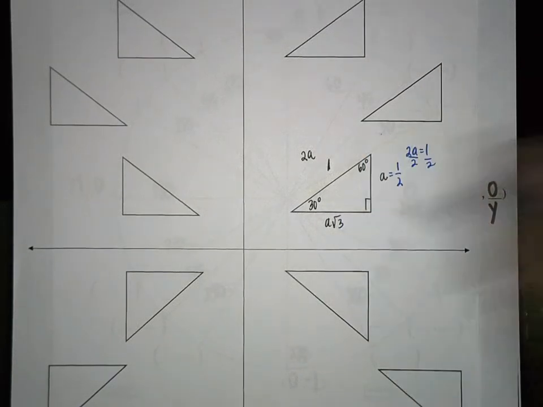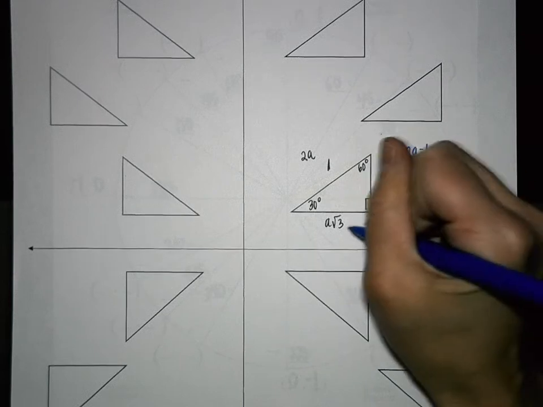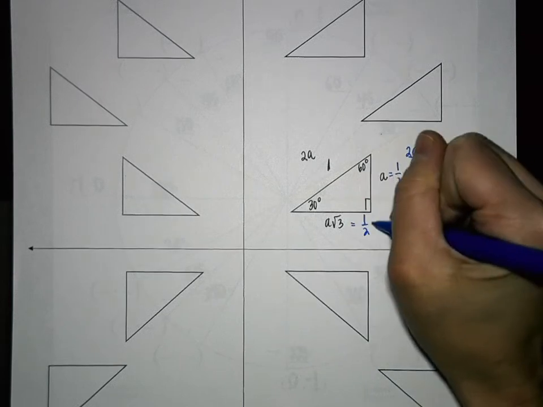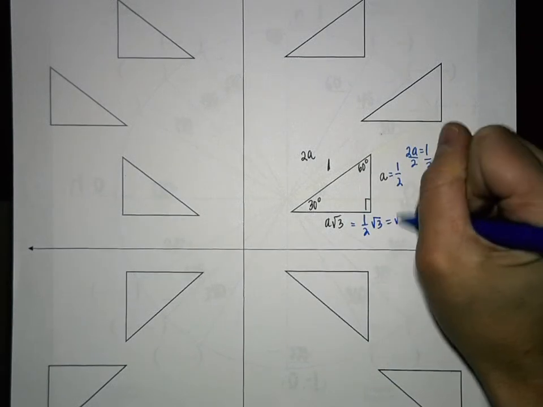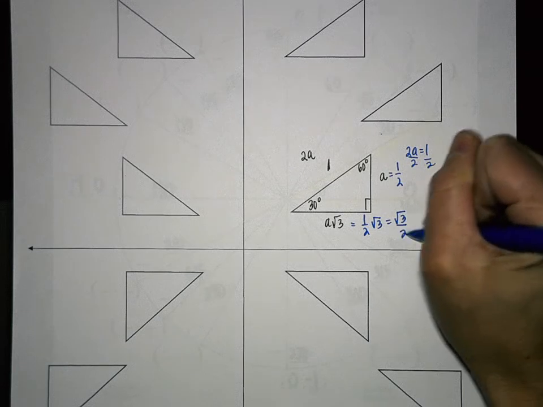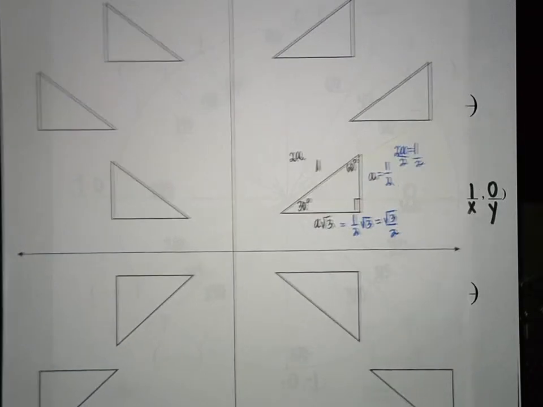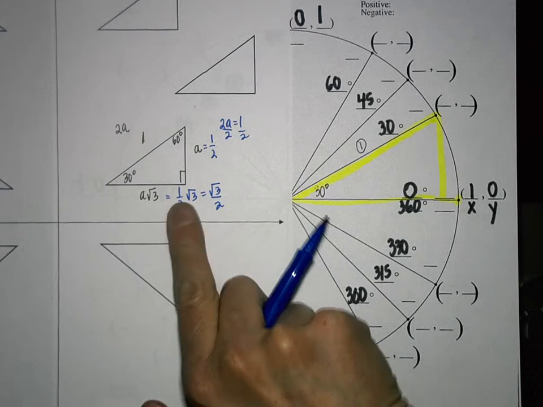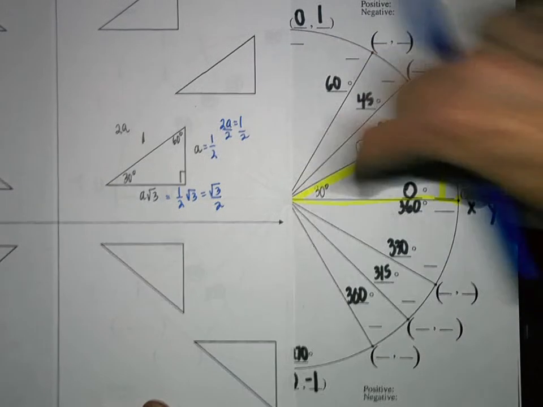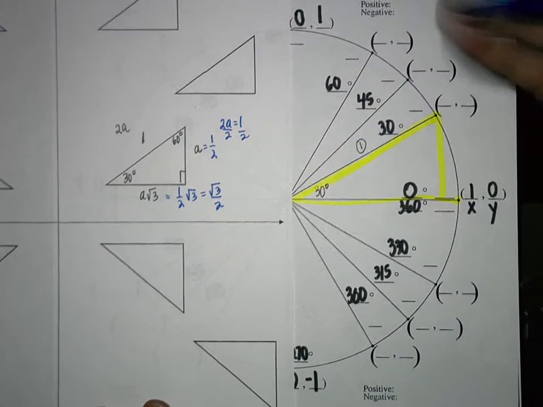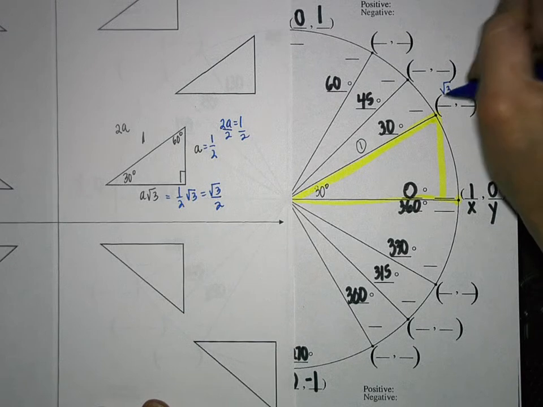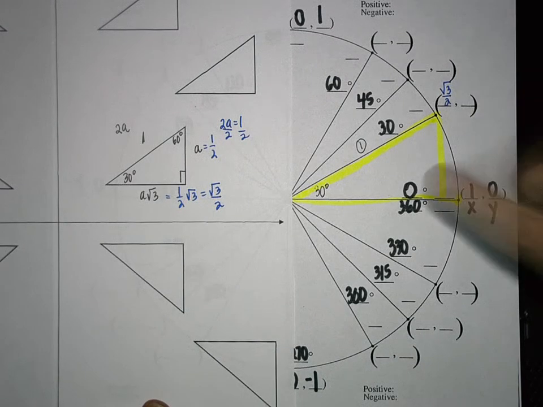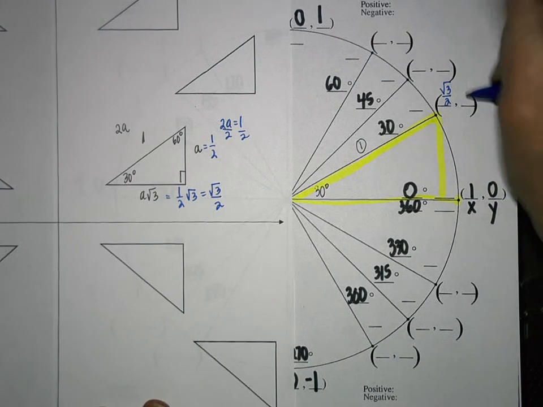We also know for the A√3 that that would be 1/2 √3, which we would write as √3 over 2. And so for our ordered pair right here, the x value, the x length right here, is our root 3 over 2. And our y length is 1/2.